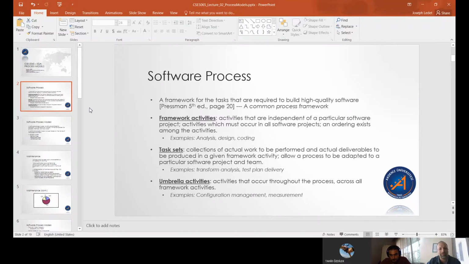Some other umbrella activities that might not be specific tasks might be configuration management, if you know what that is. The idea of configuration management is that, especially on large projects, you don't necessarily want everybody to have access to all of the software to be able to write the different code, but we can divide up the activities, divide up the sections of the product.